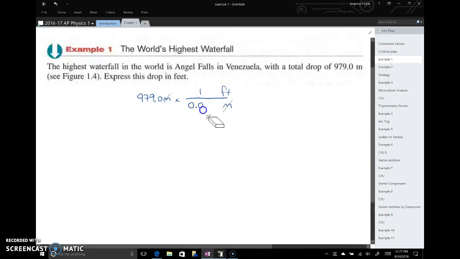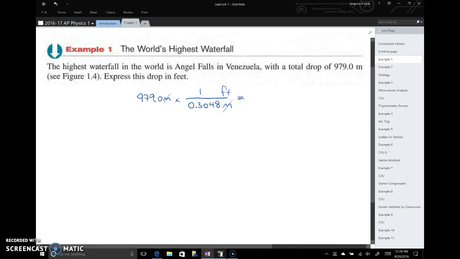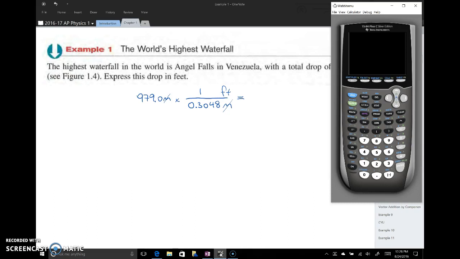0.3048. Sorry, it would be very small. And so now we've got that set up properly. We can use a calculator to determine the answer. So 979 divided by 0.3048. And that's going to be our answer.